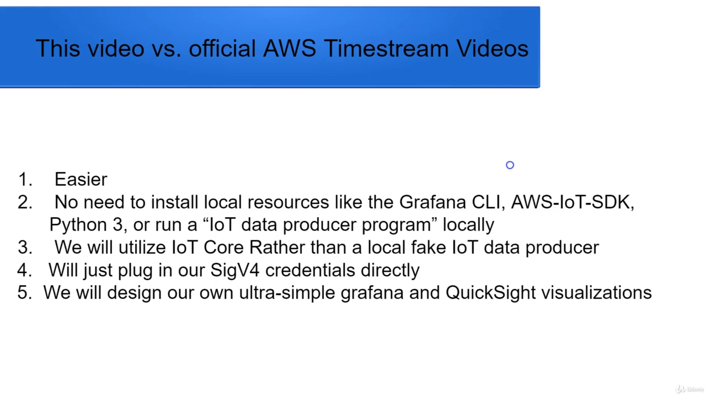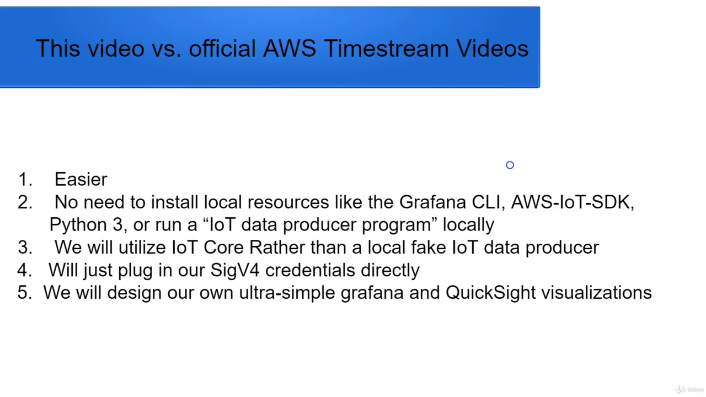Also, a big benefit of the videos I'm going to make here: in this first video I'm going to have AWS IoT Core putting data into Timestream, and in the next video I'll go over integrating with Grafana. But unlike the AWS videos, we don't have to set up the Grafana CLI, which is a locally installed command line interface. We're not going to use the AWS IoT SDK in JavaScript or Python to run a local producer using Python 3 and Boto. A producer is simply a program that produces random IoT data packages. We're going to do that directly from AWS IoT, so we're not going to have to run a local producer using Python 3.